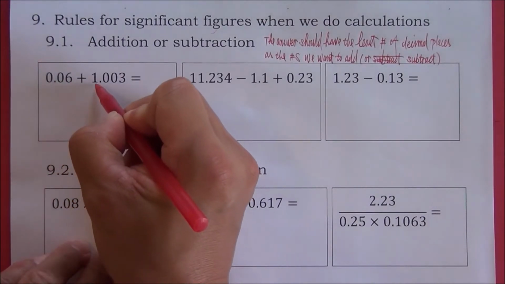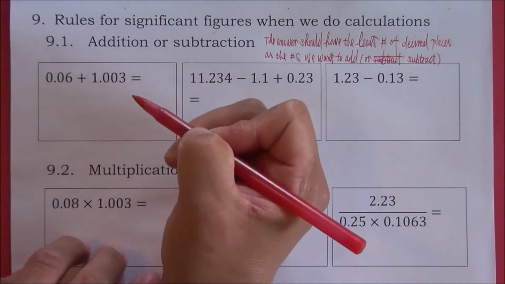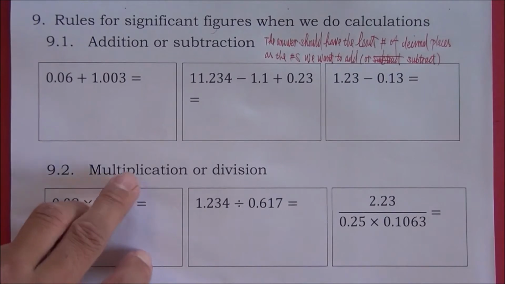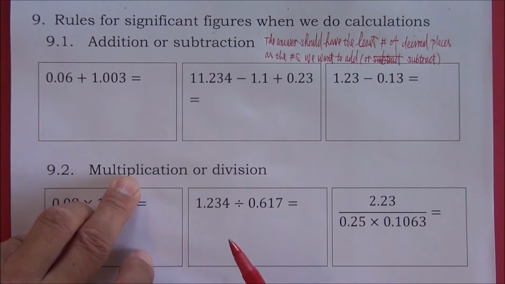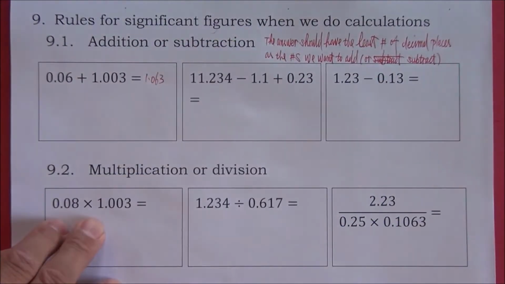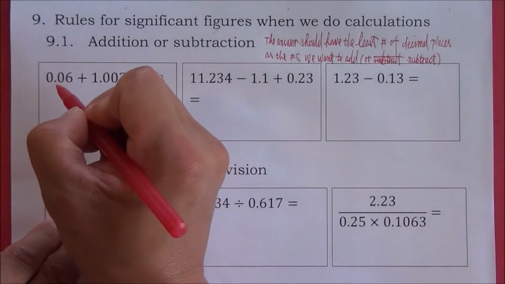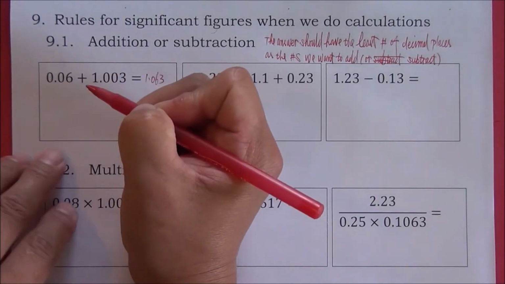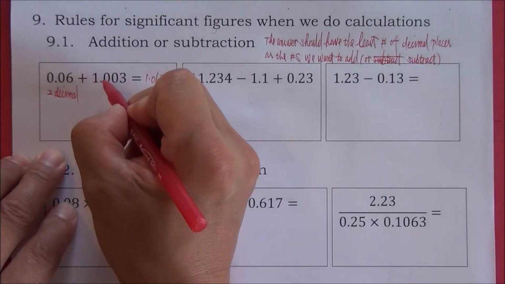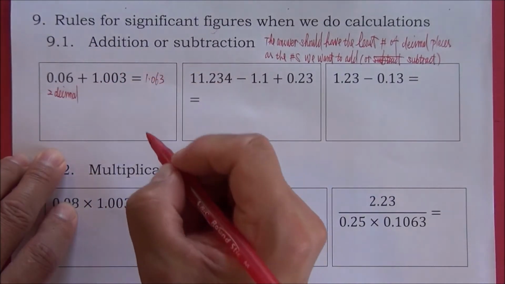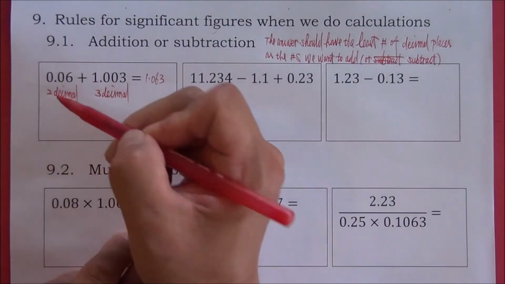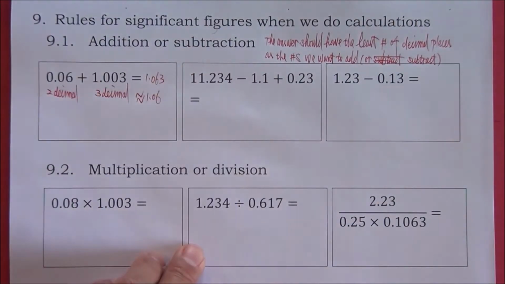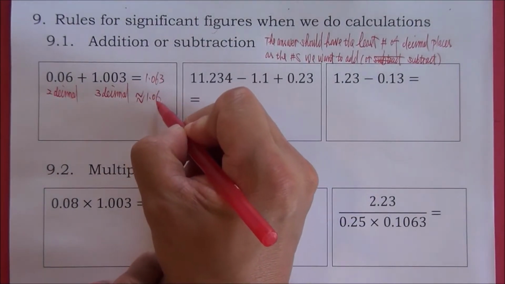0.06 plus 1.003. First, we can use a calculator to calculate the answer. When we plug these two numbers into a calculator, we get 1.063. Then we will count how many decimal places are in the two numbers. The first number has 1 and 2 decimal places. The second number has 1, 2, 3 decimal places. According to the rule, the answer should have 2 decimal places. So the final answer is 1.06.